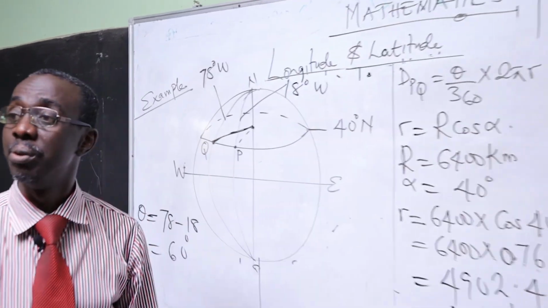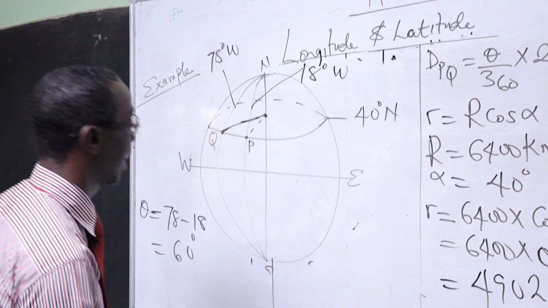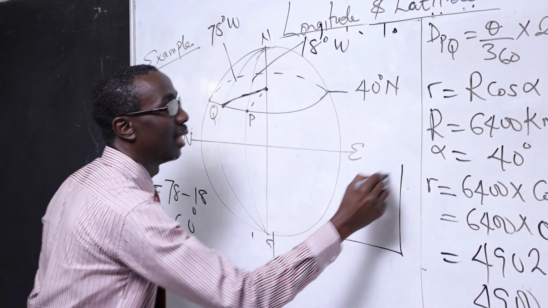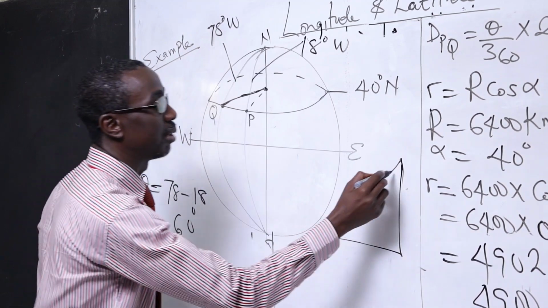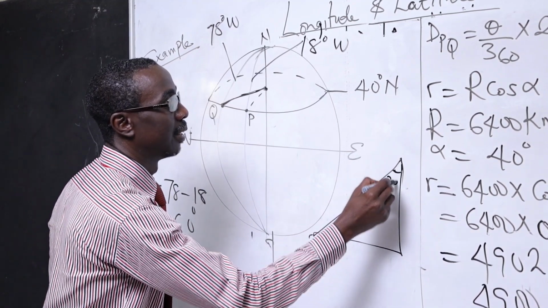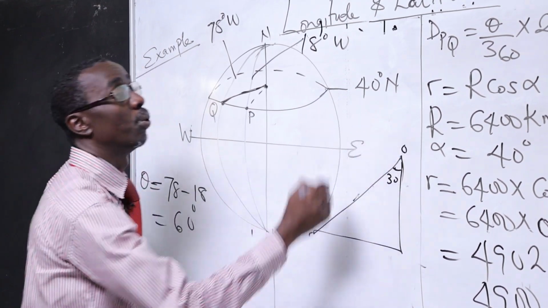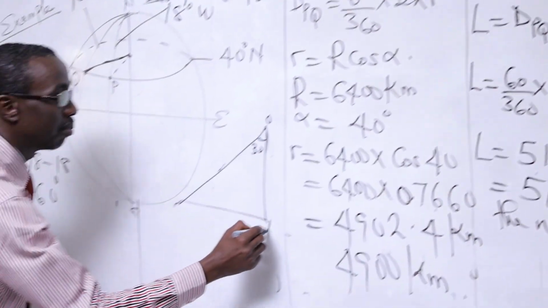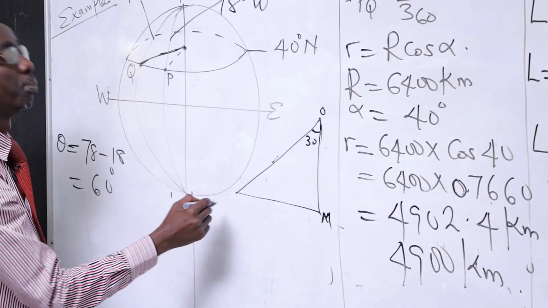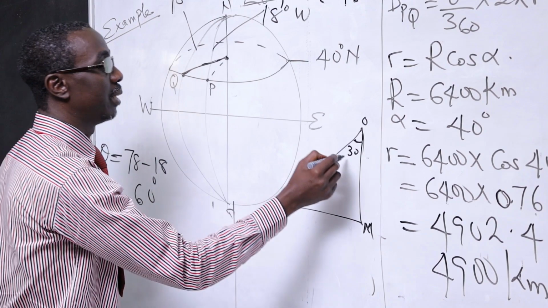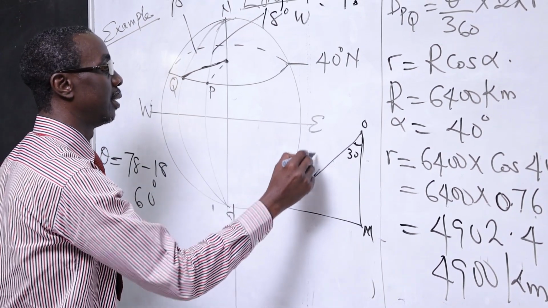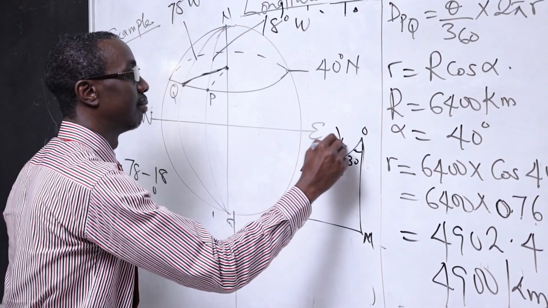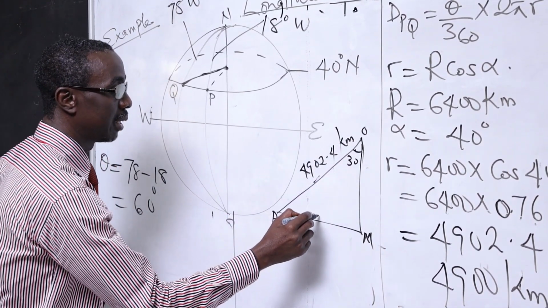That's trigonometric ratio. Under that, I will show you here what I'm bringing out. This angle is 30. This place is my center O, and let's call this place M. This is P. The angle there is 30. This side is 4902.4, in kilometers. They want me to find this place. Let me call it K.